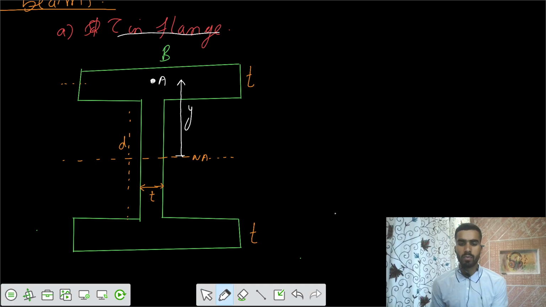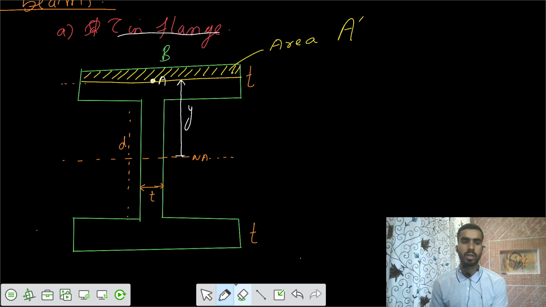The shear stress equation says to get the area above that point A. The area above point A is this small area, and we'll call it area A dash. Can you tell me the value of area A dash? The total depth is D, this value is D by 2, this value is d by 2, and this is the thickness. The small area equals the width b times the small thickness.